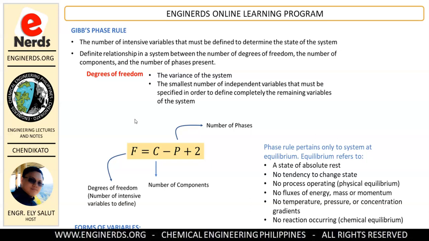So first, let us see kung ano yung definition ng Gibbs phase rule according sa mga textbooks. So Gibbs phase rule is the number of intensive variables that must be defined to determine the state of the system. So we're going to explain that later. Tignan muna natin yung iba pa nating mga definitions. Gibbs phase rule is a definite relationship in a system between the number of degrees of freedom, the number of components, and the number of phases present.